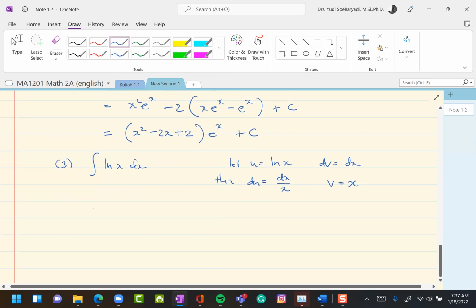And integration by parts gives us u times v, so that's x ln of x. Subtract the integral of v du. So the x cancels, just the 1. All right, so you get another integral, but this is easy. So we have x ln of x minus just x plus c.